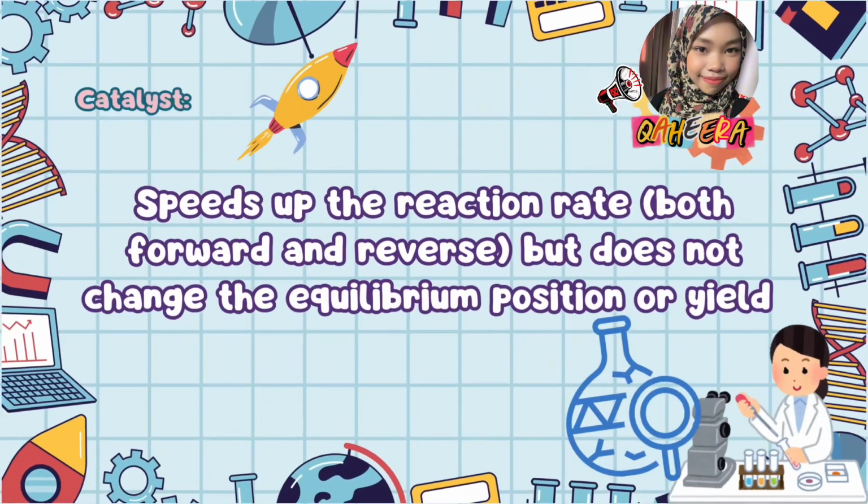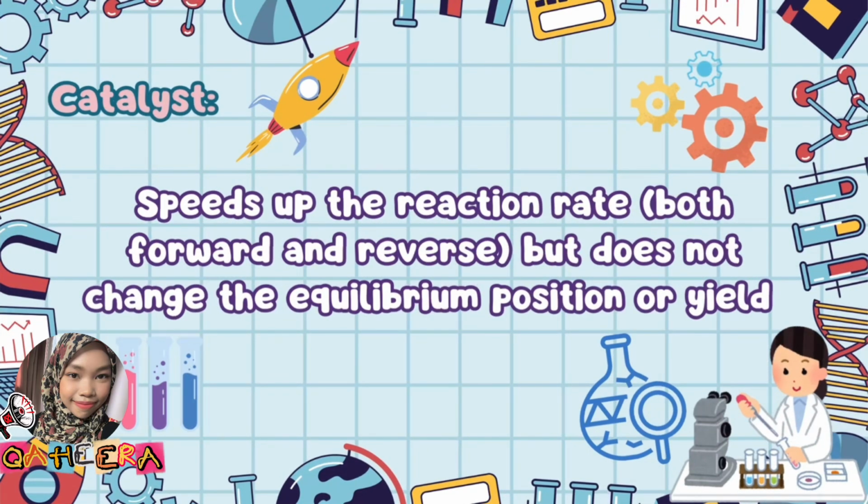Lastly, effect of catalyst. A catalyst does not change the position of equilibrium, does not change the value of K, and only increases the rate of forward and reverse reactions equally. It helps the system reach equilibrium faster.